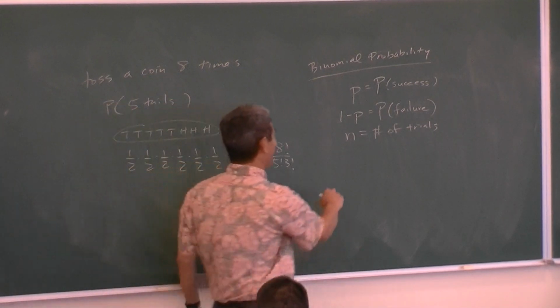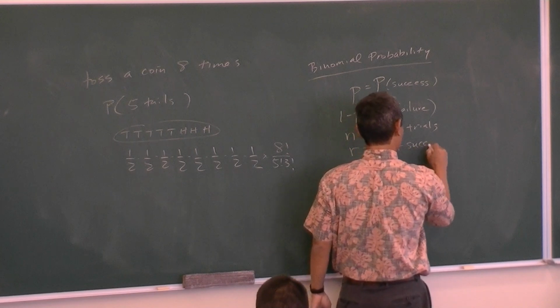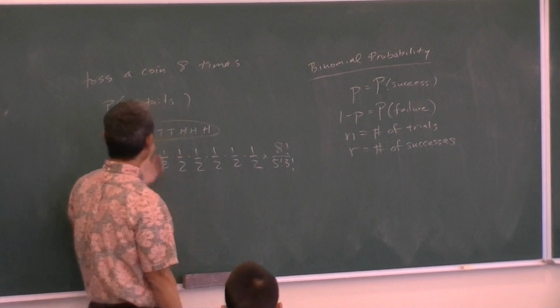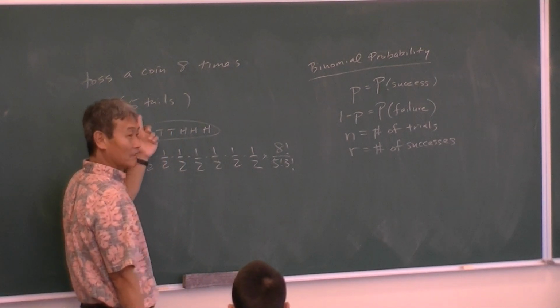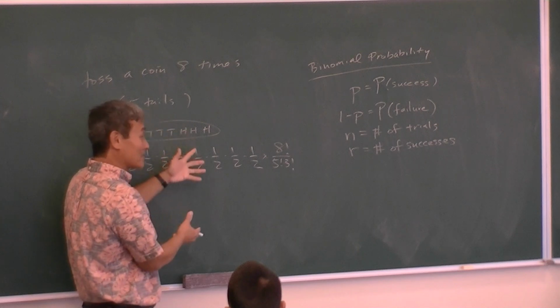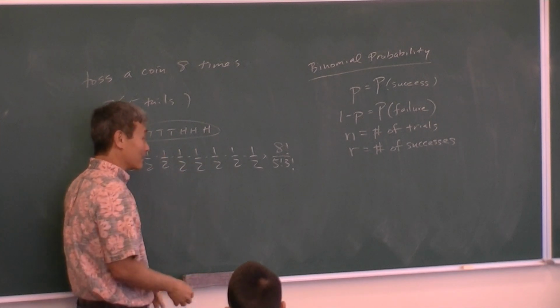And we're going to define R equals the number of successes. So in this problem, what is R? How many successes do I want? 5. I want 5 tails. 5 successes. See, you have to define it. A tail is a success, head is failure.